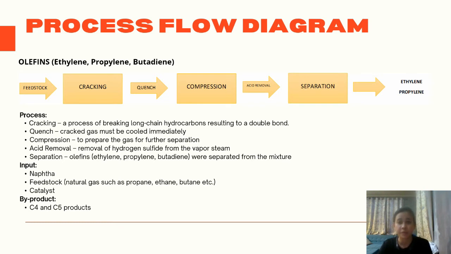Inputs include naphtha, which is used for hydrocarbon cracking, and feedstock, of course, as mentioned. Lastly, catalyst. The catalyst that can be used here is zeolite or aluminous silicates. Byproducts are C4 and C5 products. Now, from C4, it can be further processed through extractive distillation to form butadiene.